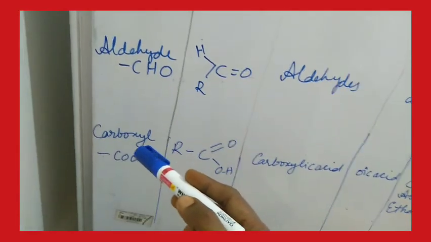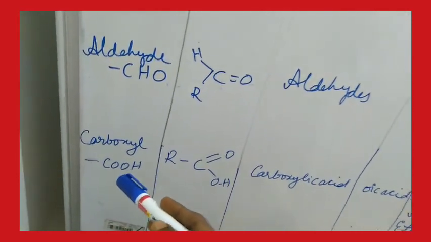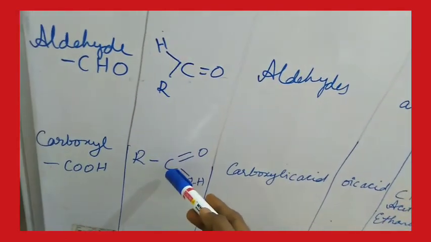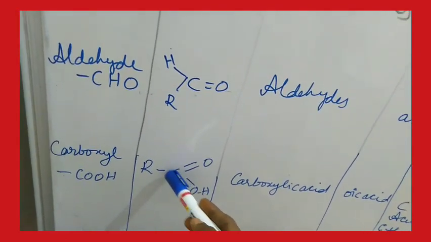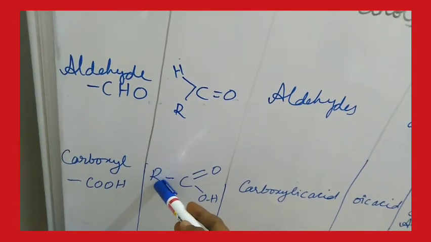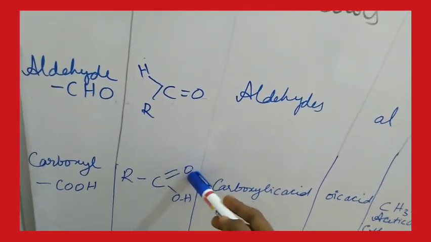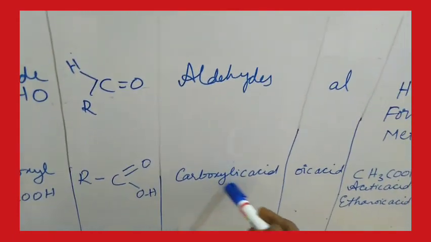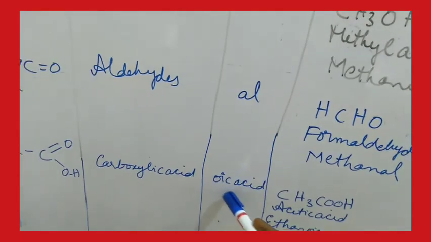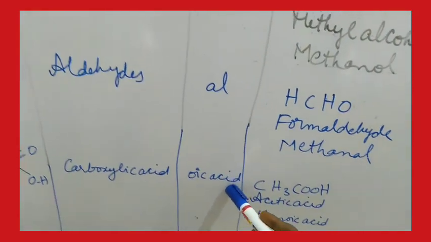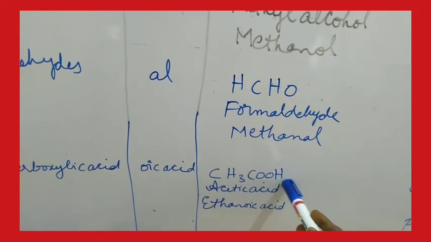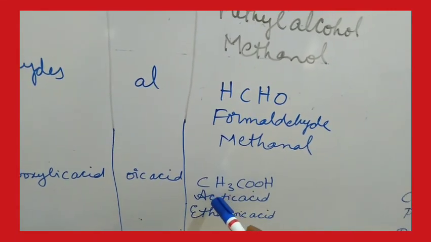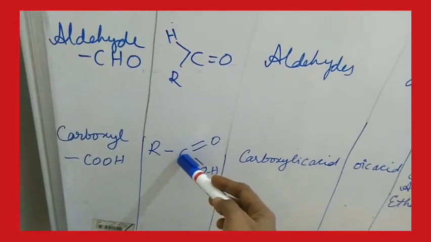Next one, carboxyl group. Carboxyl group means COOH. That means this carbon is linked with one R, that is the alkyl group, with a C double bond O and one single bond with the OH group. So you call this a carboxylic acid, and at the end you spell it as oic acid. For example, CH3COOH: R I have taken as the methyl group CH3, and at the end I have joined COOH.